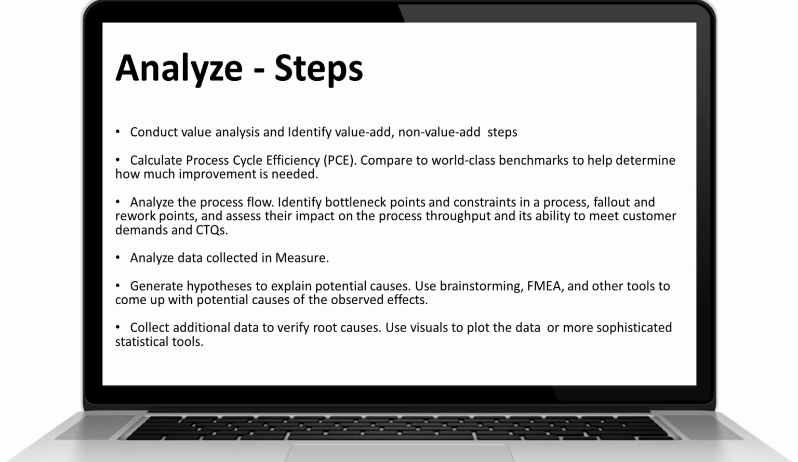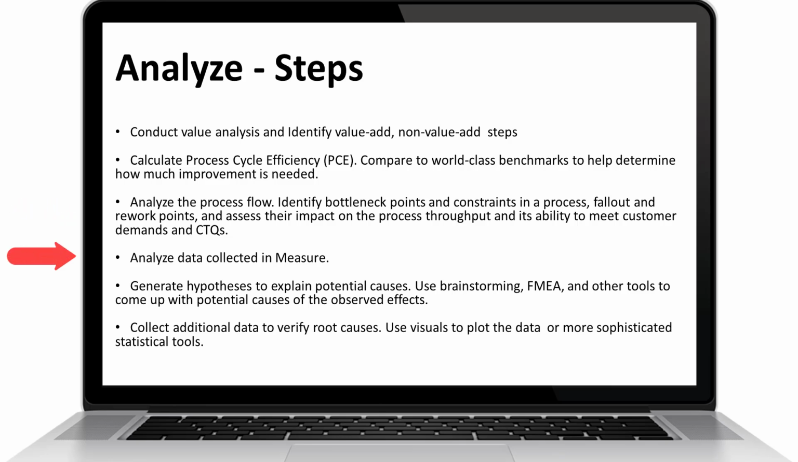Key steps in analysis phase are: number 1, conduct value analysis and identify value add and non-value add steps in the process. Calculate process cycle efficiency, PCE. Compare the world-class benchmark to help determine how much improvement is needed. 3. Analyze the process flow. Identify bottleneck points and constraints in the process, fallouts and rework points, and assess their impact on the process throughput and its ability to meet customers' demand and CTQs.